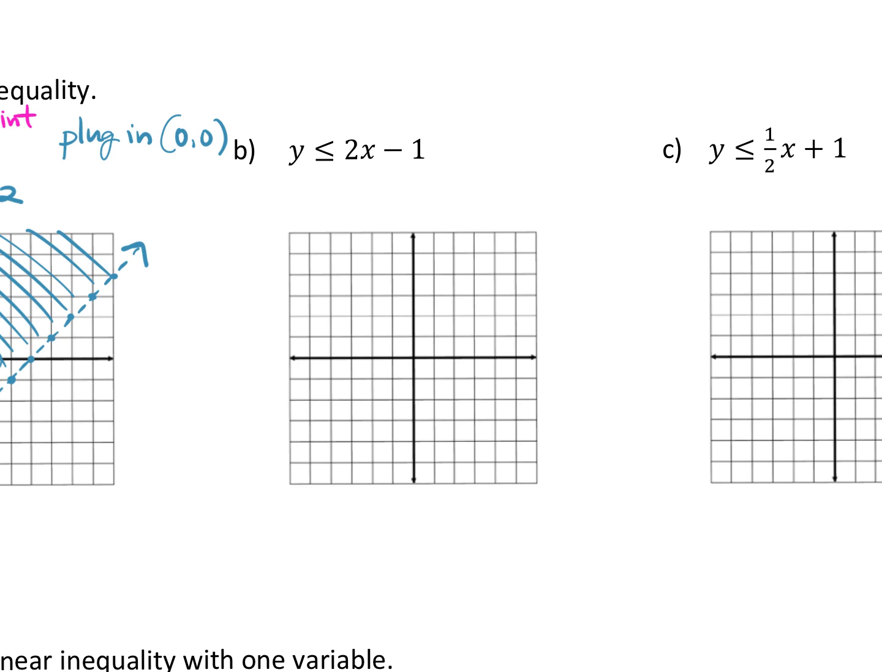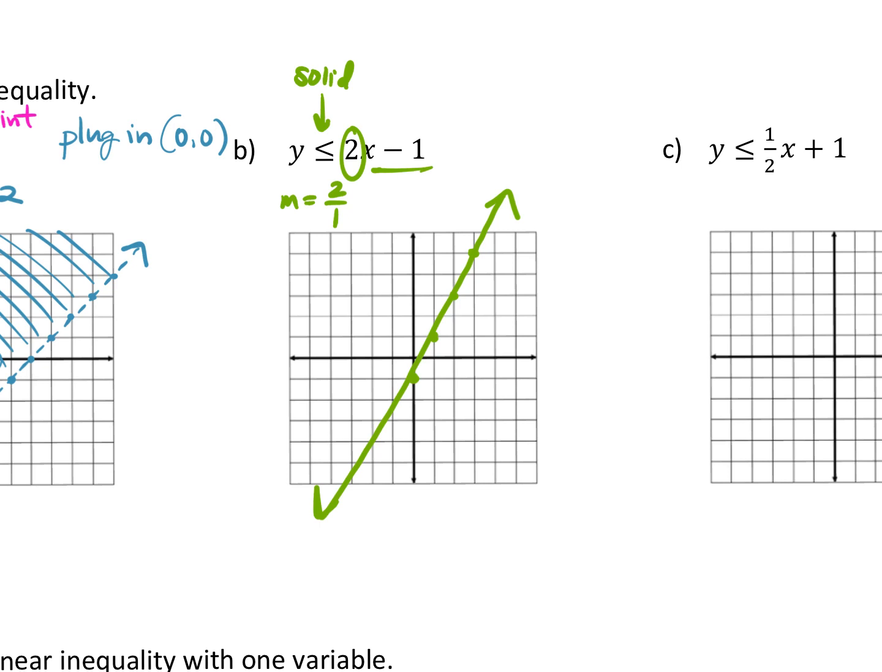Where are you going to move first? Down 1. So down 1 right here. Is this going to be dotted or solid? Solid. It's got the equal to, right? So there's going to be a solid line. And then your slope is 2. So you're going to go up 2 over 1 for your slope. So up 2 to the right 1, up 2 to the right 1, like that. We said it's a solid line, so go ahead and draw that line in.